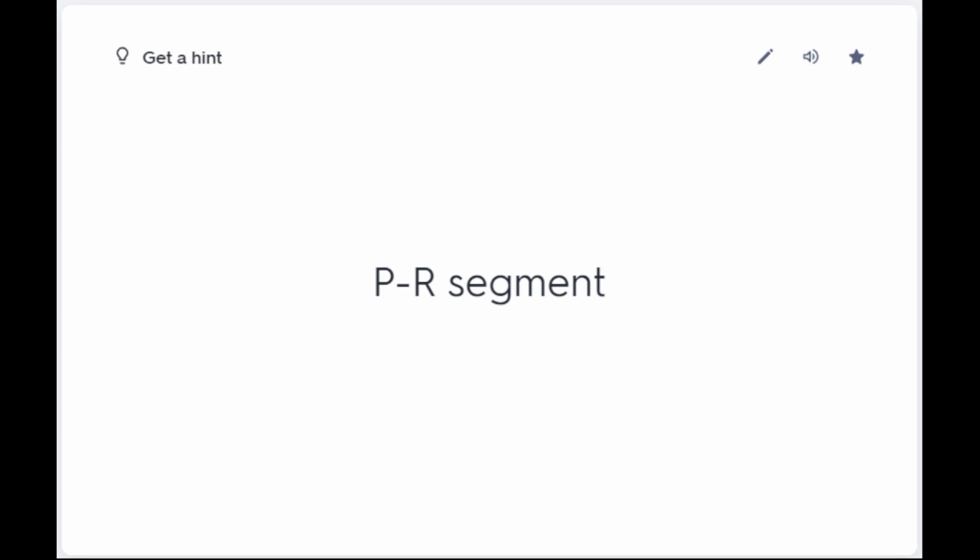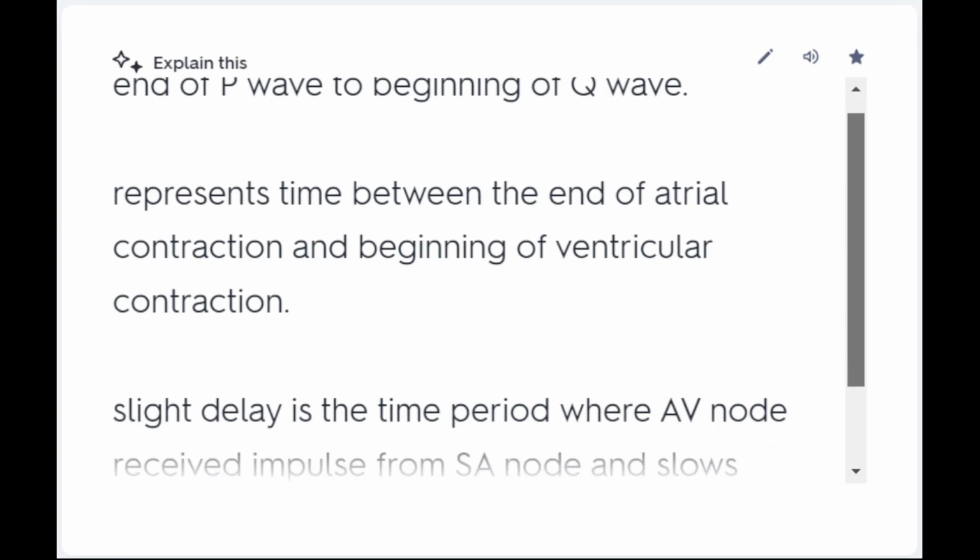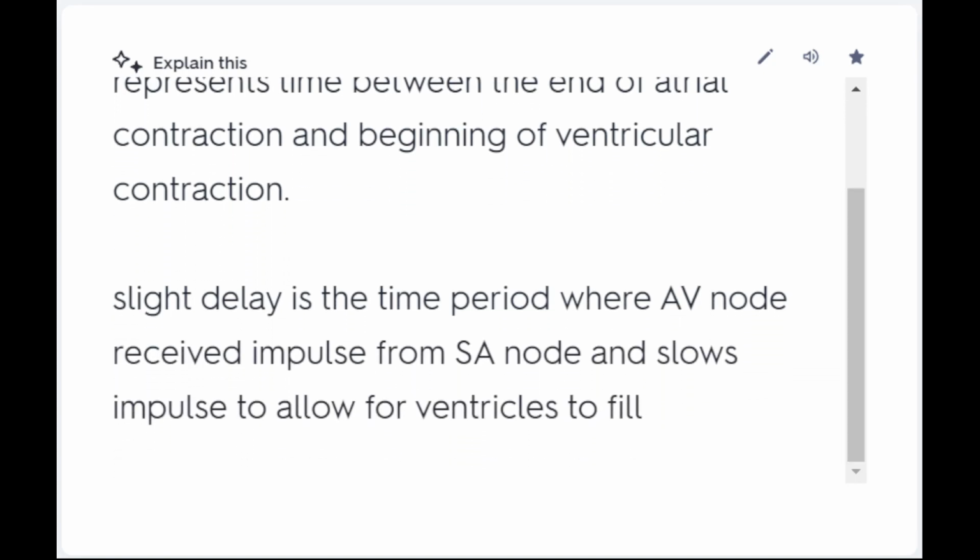PR segment. End of P wave to beginning of Q wave represents the time between the end of atrial contraction and beginning of ventricular contraction. Slight delay is the time period where the AV node receives the impulse from the SA node and slows the impulse to allow for ventricles to fill.